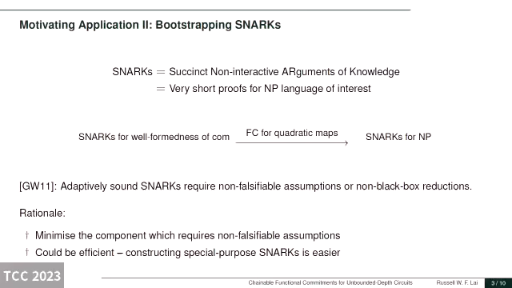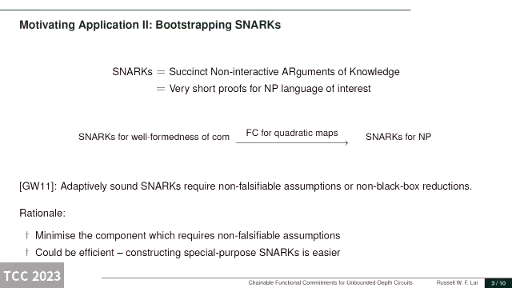So the rationale of doing this is that although we know that the snark requires non-falsifiable assumptions or non-black box reductions, still we want to minimize the component in our construction which requires non-falsifiable assumptions. And here we use it for the minimal task of proving that the commitment is well-formed. And from a practical perspective, this gives us an alternative framework of constructing a snark, which could be efficient and competitive with the existing approach.